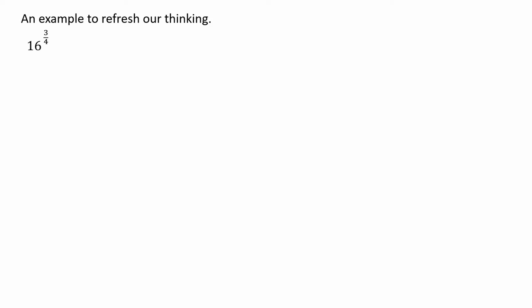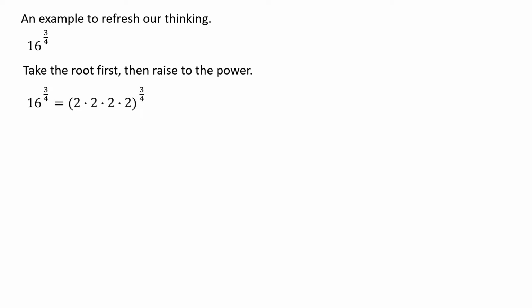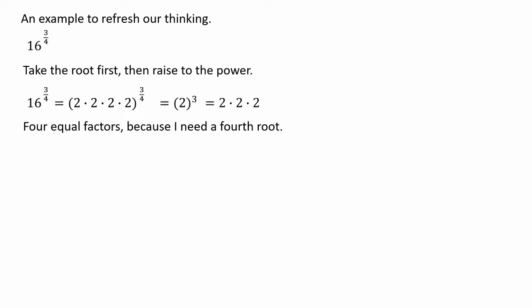All right, so this is what we've been doing, something like 16 to the 3/4 power. It's like, hey, I need 4 equal factors that multiply to be 16. And so that, of course, will be the number 2. All right, 2 times 2 is 4, times 2 is 8, times 2 is 16. So if I take the 4th root, I'll just have a 2. And then I can raise that 2 to the 3rd power. 2 times 2 times 2, which is 8.